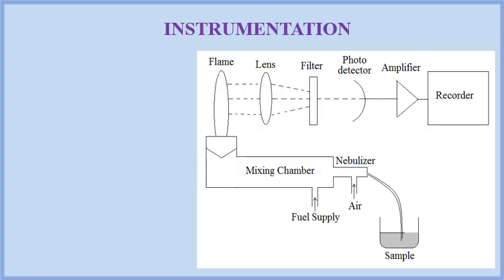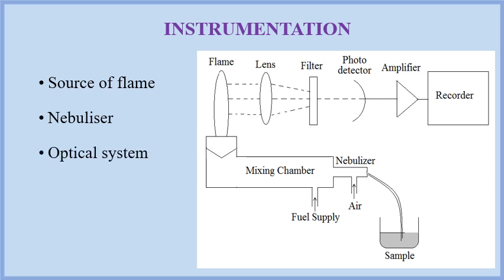This is a schematic representation of flame photometer. It contains a source of flame, nebulizer, optical system, color filters and photodetector. The energy required for the excitation is provided by the temperature of flame, which is produced by burning natural gas in the presence of oxygen or air.